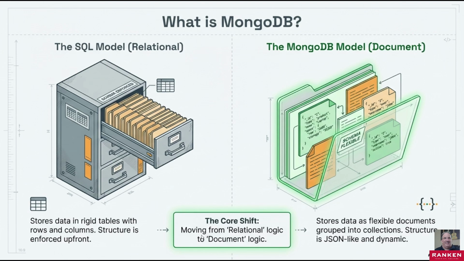On the right-hand side, we're moving from relational logic to document logic, right? For MongoDB, you store documents, okay? It stores data in flexible documents grouped into collections. The structure is JSON-like, okay, and it's dynamic. So on this right-hand side, you look at documents. It's like you're dropping documents in a folder, right? Not every document you put in a folder is the same, right?